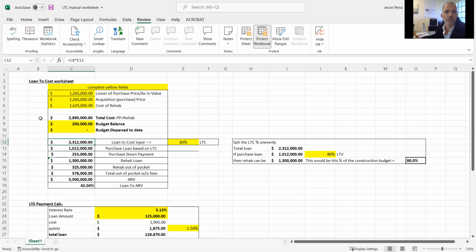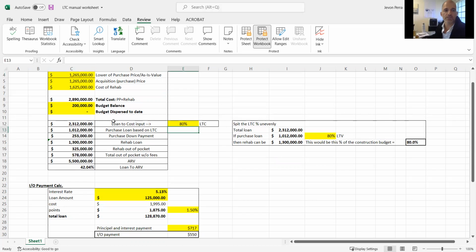So C8, if you want to look here, this is the total cost. This is the purchase price, or the as-is value, plus the total cost of the rehab altogether is 2.89, and 80% of that total cost is 2.312 million. So this will help you to see what those numbers are, and then you can go and see all these other things spit out for you.